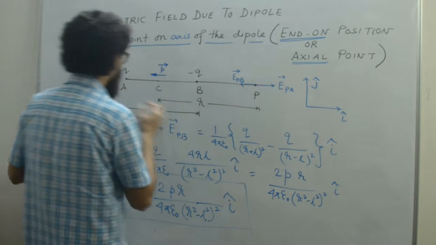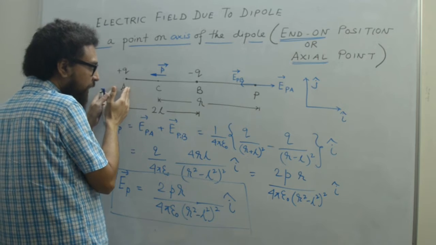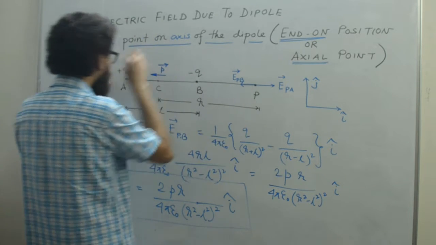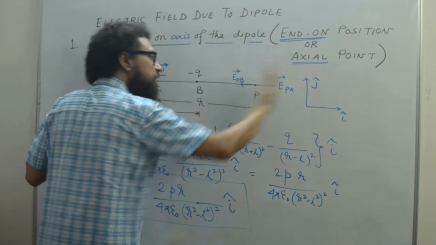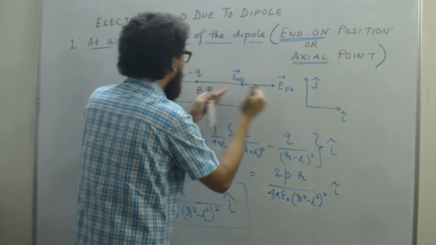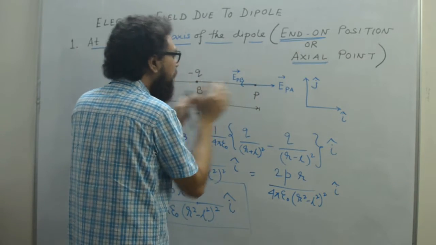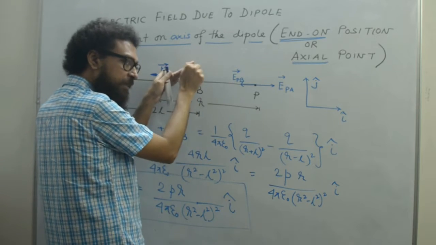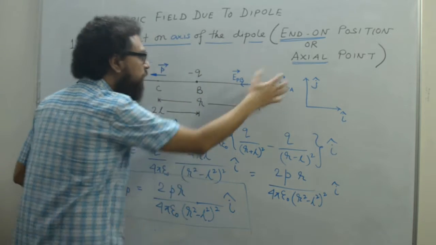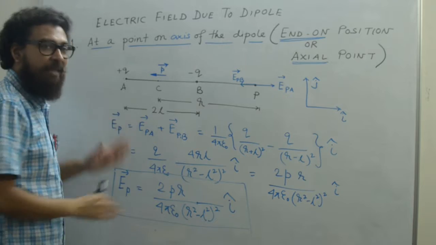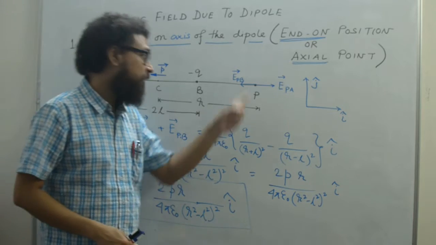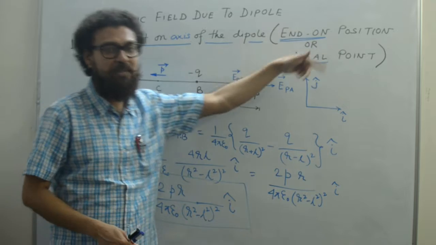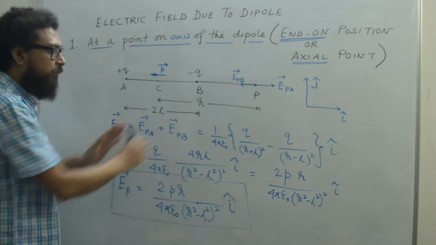So EPA, this is point A, so P. So we are calculating electric field at P due to A, that means plus Q. So it is that side. And next we are calculating electric field due to B at P. So EPB, that is this side, because it is negative. Great. So these two are the electric fields that exist at this end-on point or the axial point or a point on the axis of the dipole.